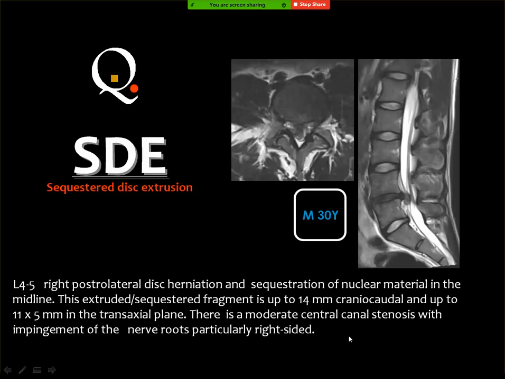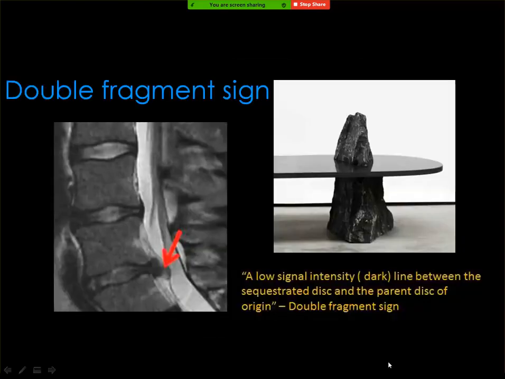Then there is a newly described sign in the literature which indicates the presence of a line between the disc itself and the other disc component, and this is highly suggestive of disc sequestration. And it's not needed that you see that the sequestrated fragment is totally separable from the disc itself. This sign is known as the double fragment sign. And between the two fragments, you get a line.